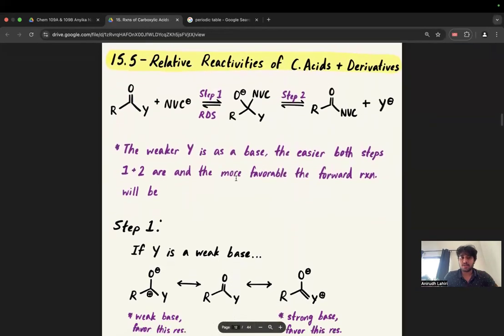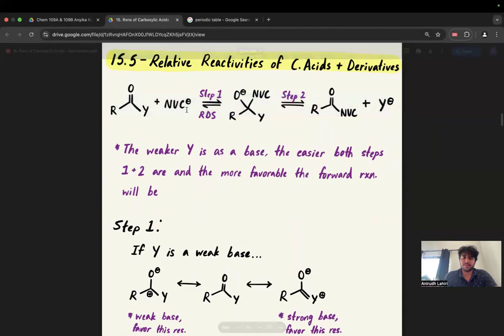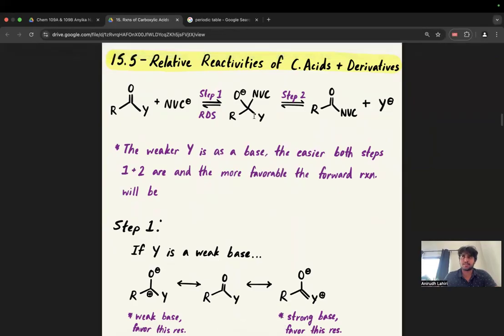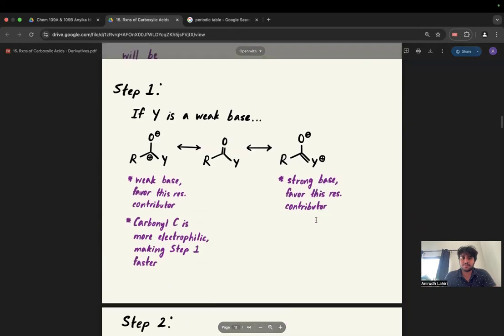Relative reactivities of carboxylic acid derivatives. When we are in this intermediate and the oxygen's electrons come down, it will kick out whichever group is the weaker base. We assume that the nucleophile is a stronger base than Y, because the more stable conjugate base is the thing that's going to leave. Basically, we're assuming that Y is a better leaving group than the nucleophile. Otherwise, we're not going to get a reaction.